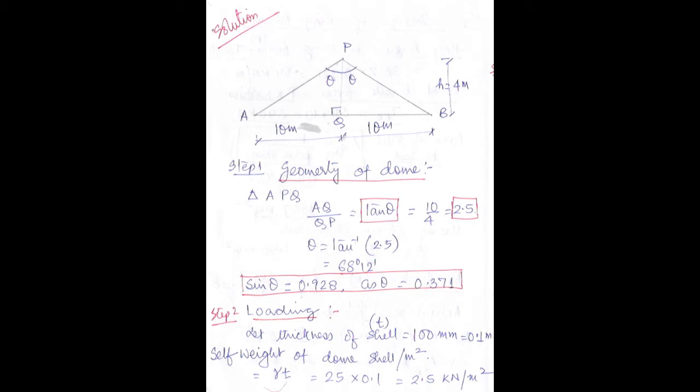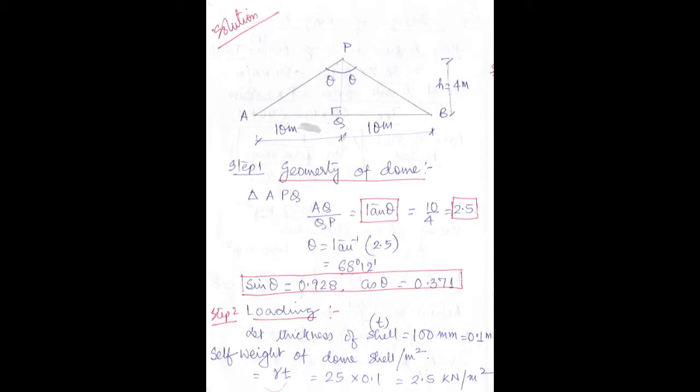Let us see how to solve the problem. In this problem, the base diameter is given as 20 meter and the height, or the rise, is given as 4 meter. So what was step 1? Step 1 is the geometry. We have to find the geometry of the dome.